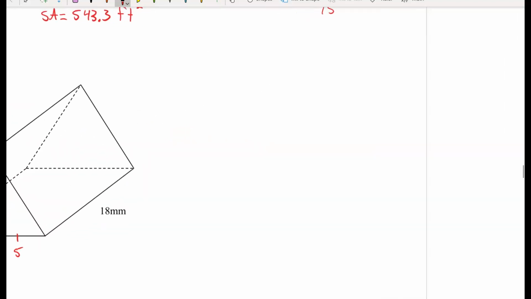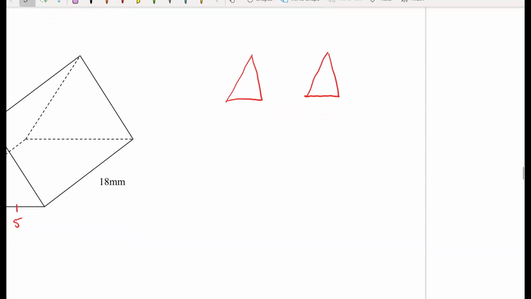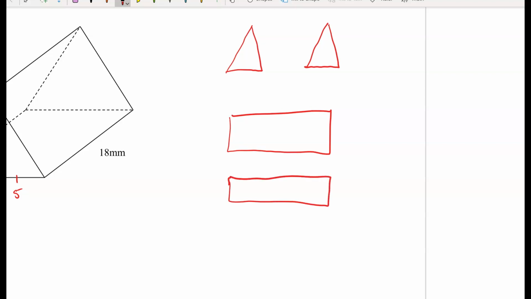Meaning, we want to, again, draw out the shapes that we have. So we have a triangle on one side, a triangle on the other side, the front and the back you could call it. And then we have our three sides, which are going to be our rectangles. So we have one rectangle, another rectangle, and our third rectangle. Remember, these don't have to be perfectly to scale, they're just there to assist you.